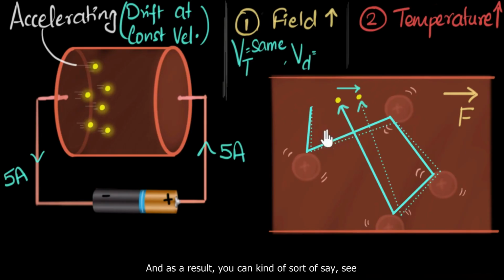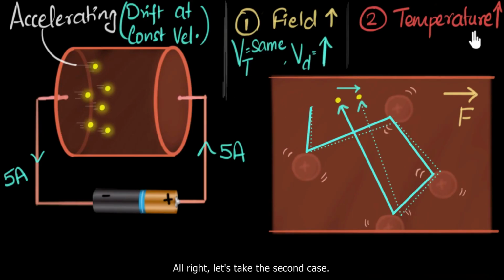And as a result, you can kind of see that now, because the accelerating force has increased, they will end up having a higher average velocity. And so the drift velocity would increase. You'll expect the electrons to go faster, and as a result, you'll have more current, which kind of makes sense. You'd expect a stronger battery to give more current. Again, something that we will see in detail in another video where we'll derive an expression between the electric field and the drift current. So you'd expect the drift current to increase over here.